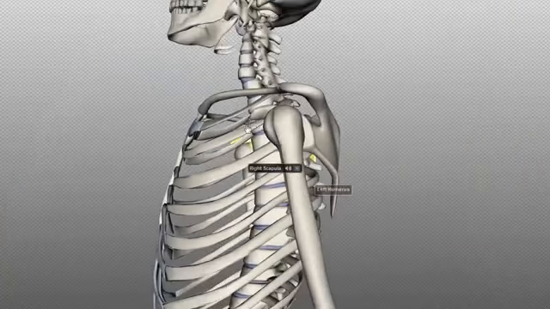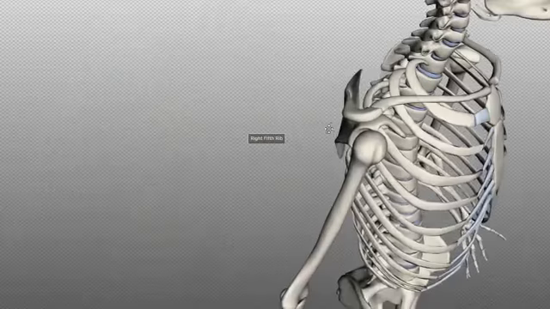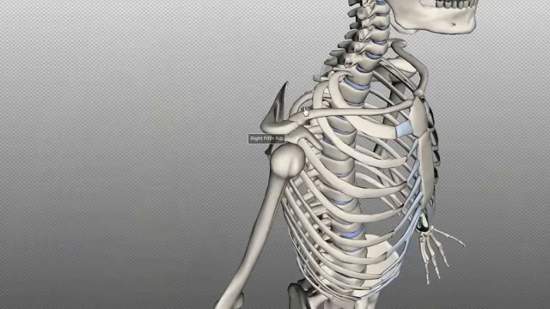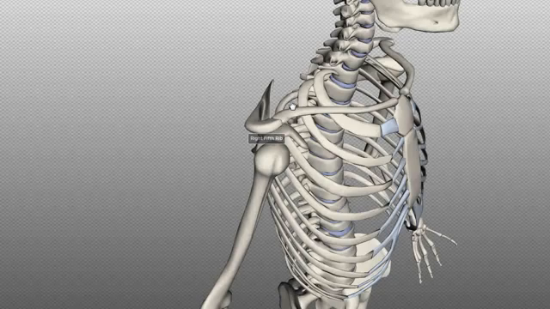So that's the shoulder girdle or pectoral girdle, whichever one you prefer. You've got the clavicle and the scapula, and the various different features of the scapula that are important to be aware of: different processes and the surfaces, angles, borders and that kind of thing.